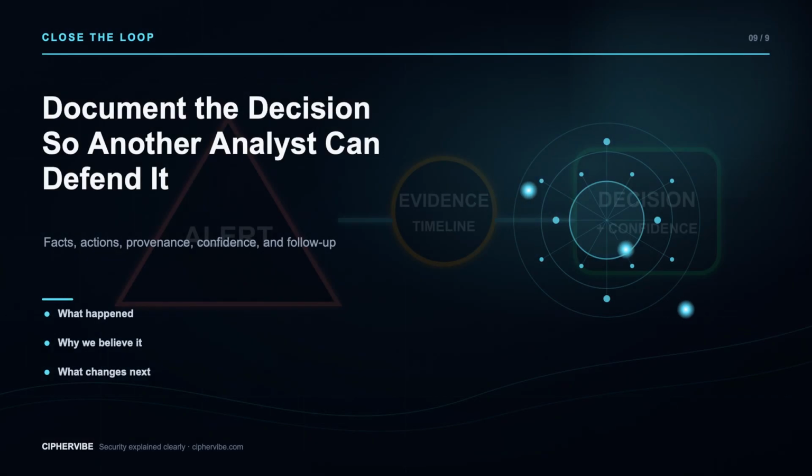A weak closure note says, false alarm. A defensible note records the alert, entities, time zone, evidence sources, timeline, competing hypotheses, actions taken, conclusion, confidence, limitations, and follow-up owner. NIST recommends recording investigation actions and protecting the confidentiality, integrity, and provenance of response records. Case notes can contain sensitive identity, device, network, and business information. Restrict access and follow retention policy.